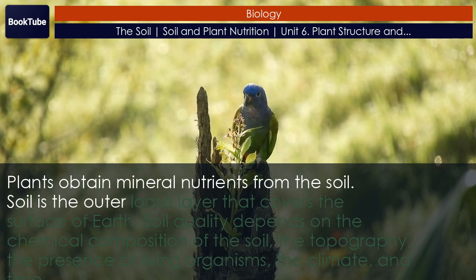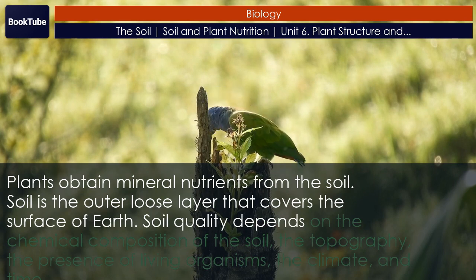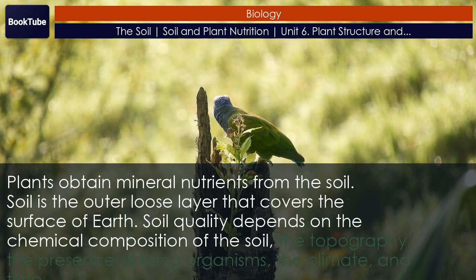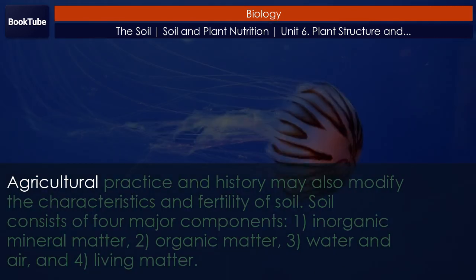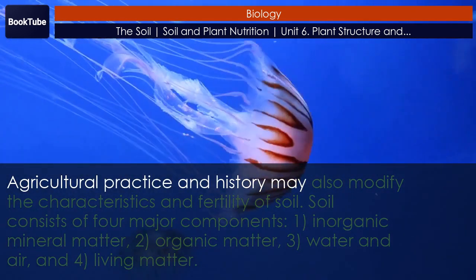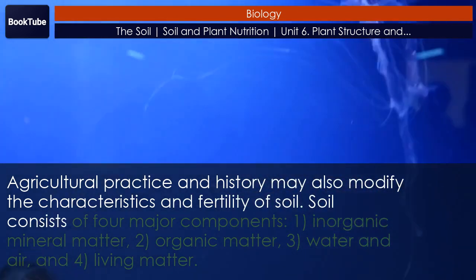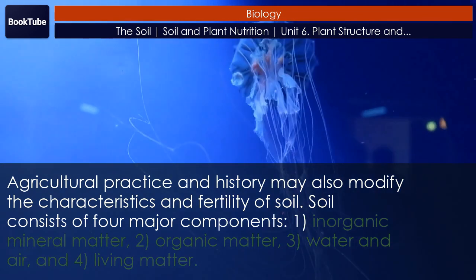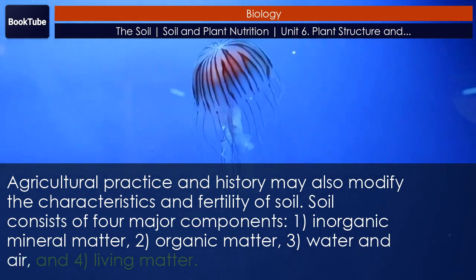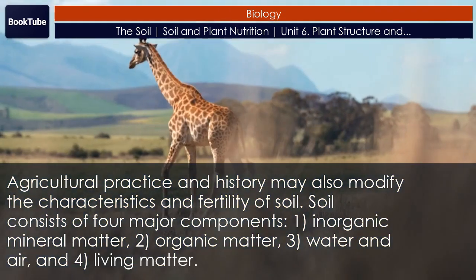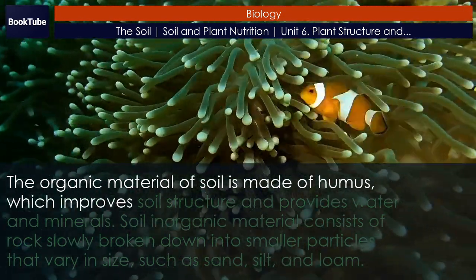Plants obtain mineral nutrients from the soil. Soil is the outer loose layer that covers the surface of Earth. Soil quality depends on the chemical composition of the soil, the topography, the presence of living organisms, the climate, and time. Agricultural practice and history may also modify the characteristics and fertility of soil. Soil consists of 4 major components. 1. Inorganic mineral matter. 2. Organic matter. 3. Water and air. And 4. Living matter.